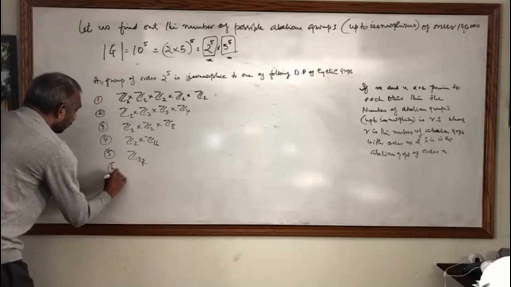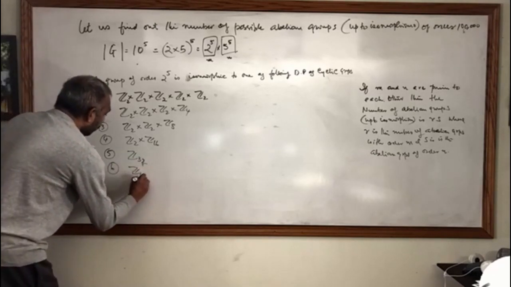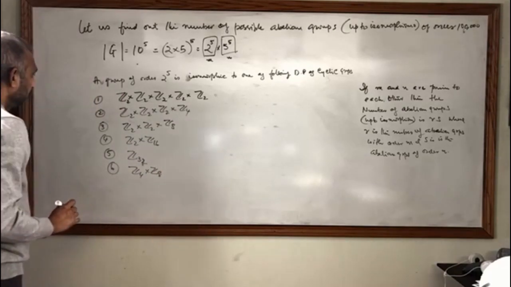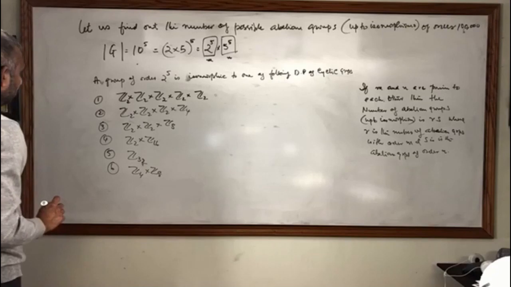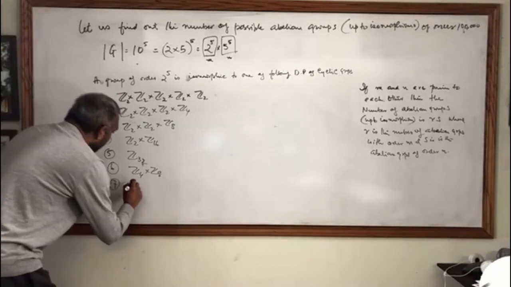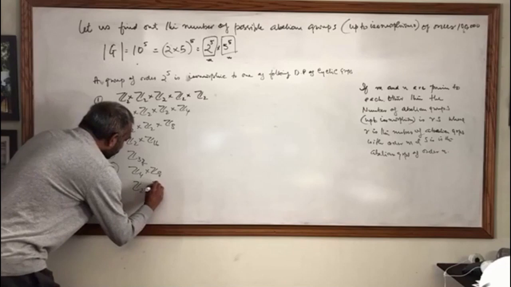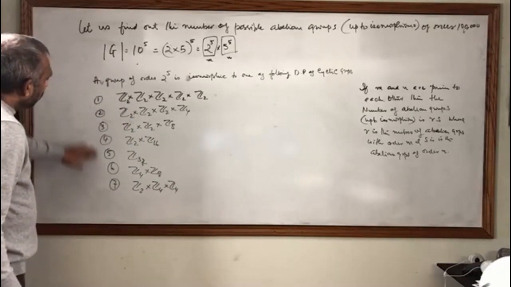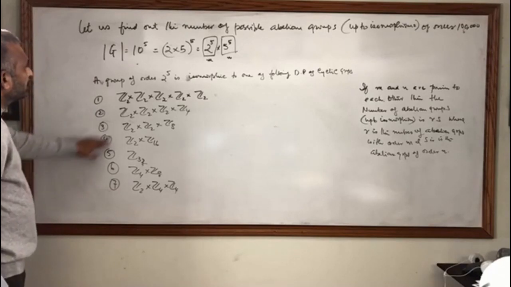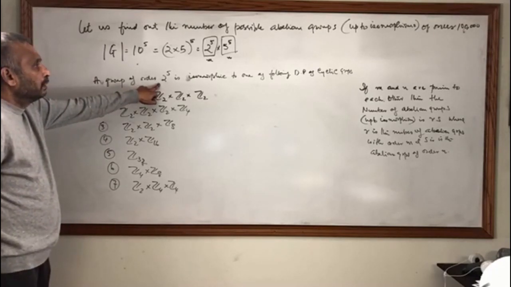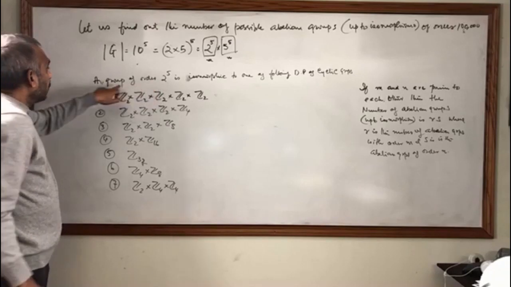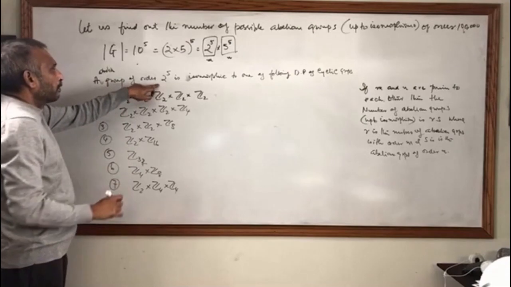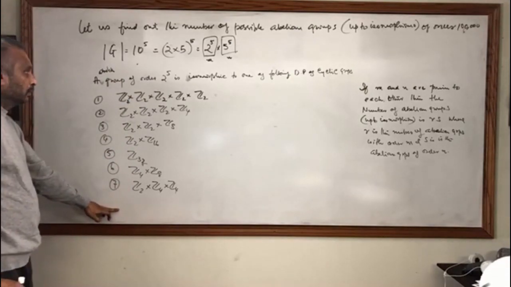And sixth will be Z4 times Z8. Seventh will be Z2 times Z4 times Z4. So these are the only 7 ways an Abelian group of order 2 to the power of 5 can be isomorphic.